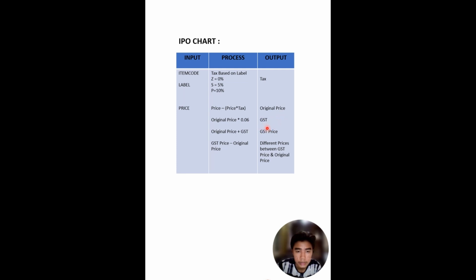The third one is GST. GST is from the original price times 0.06. The fourth one is GST price. GST price is from the original price plus GST, so it will display a GST price as an output. Lastly is the difference between GST price and original price. For the process, you get GST price minus original price. As an output, it will show the difference between GST price and original price. That is all from me. Thank you.